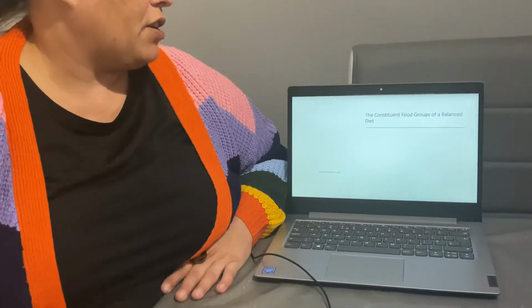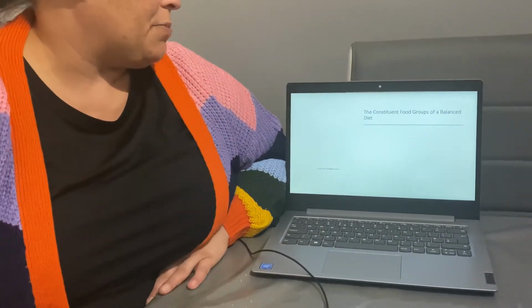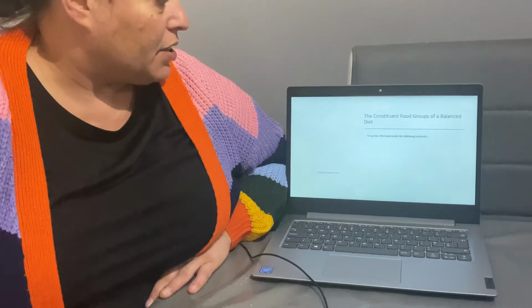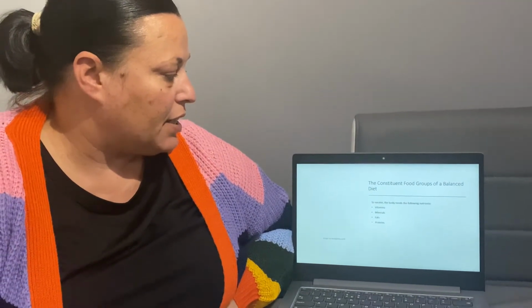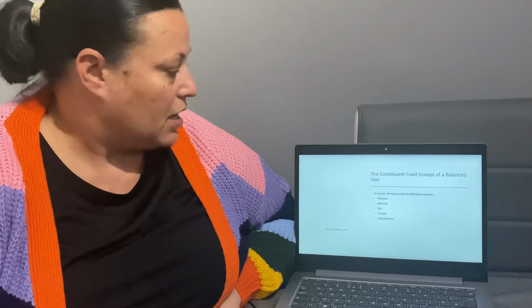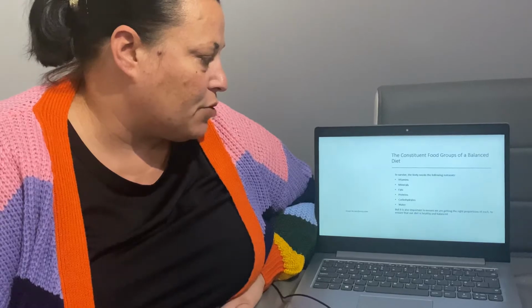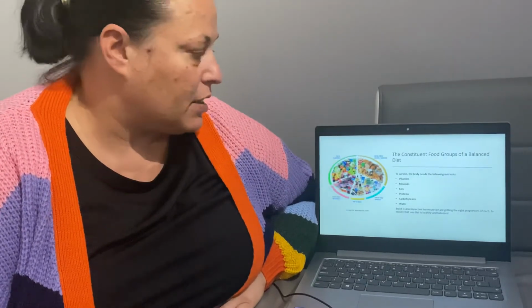So if we have a look at the constituent food groups of a balanced diet, to survive, the body needs the following nutrients: vitamins, minerals, fats, proteins, carbohydrates and water. But it is also important to ensure that we are getting the right proportions of each to ensure that our diet is healthy and balanced.